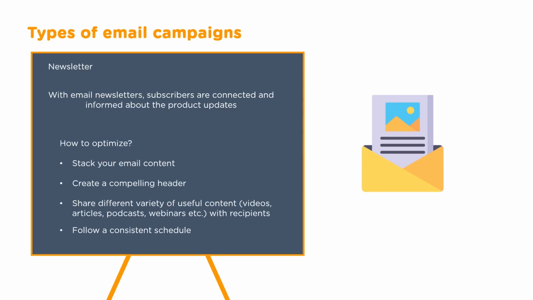So how to optimize. Okay, so you stack your email content, create a compelling header, share different variety of useful content like videos, articles, etc. with those recipients, and then follow a consistent schedule. So that's how you handle a newsletter. You should always create a compelling header, but if you're going to send out a newsletter, make sure you support it with some good information, like a video that they can go watch, or an article that will follow up on what you put in the email, or promoting that webinar that's going to talk about that product update.